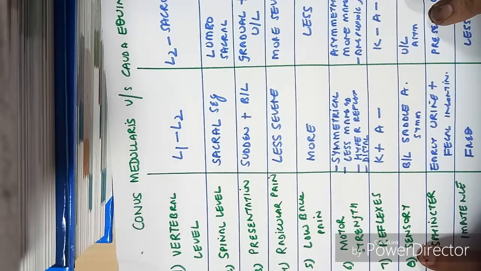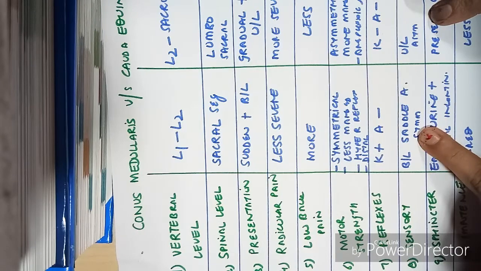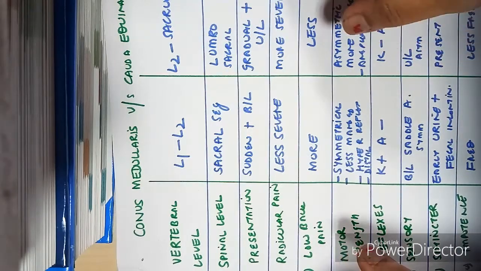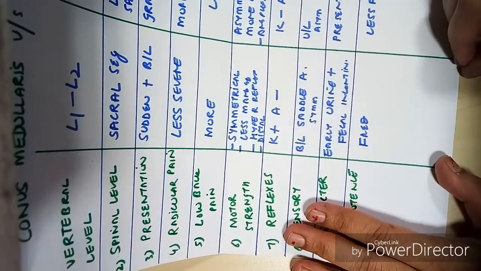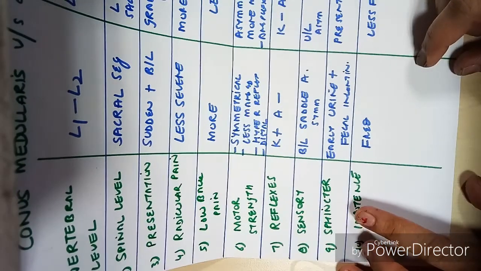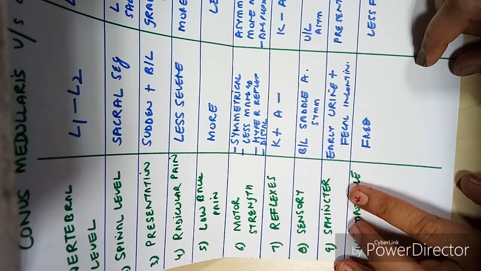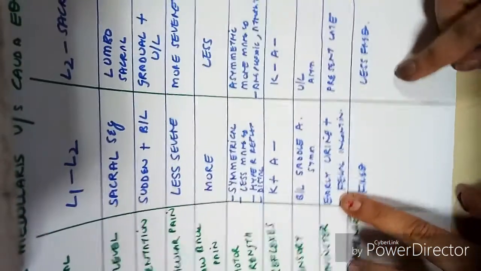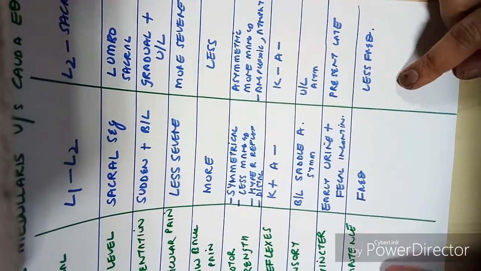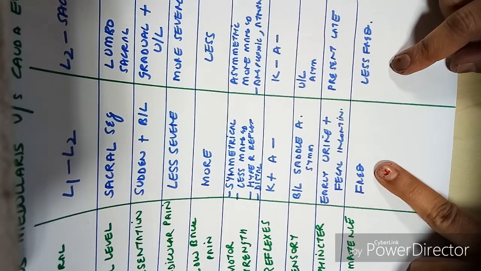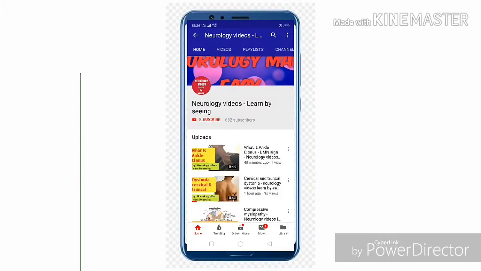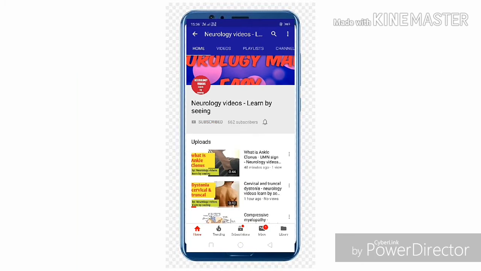Sensory distribution, it is bilateral saddle type anesthesia. In Conus medullaris it is asymmetrical, so it will be unilateral and asymmetry. Sphincter involvement, it will be early. We know that in the sacral segments S2, S3, S4, the control of the urinary bladder and rectum goes. So sphincter involvement will be early in Conus medullaris and it will be late in the Cauda equina. And impotence is frequent with the Conus medullaris and it will be less frequent with the Cauda equina. Thank you.